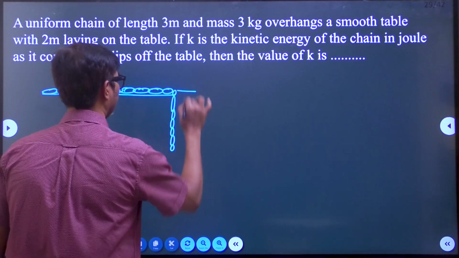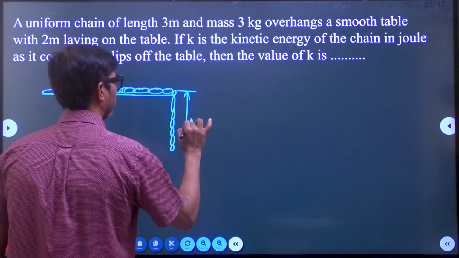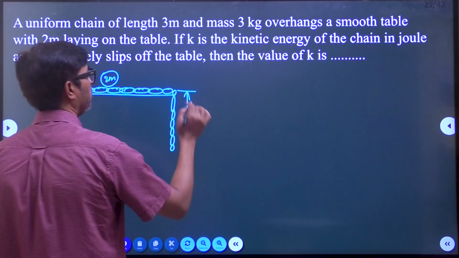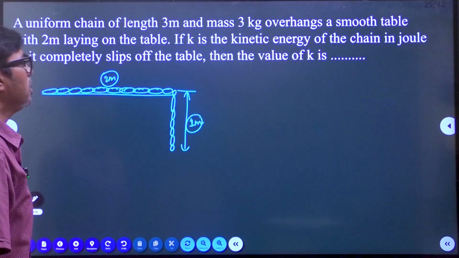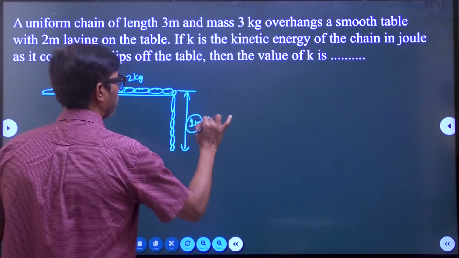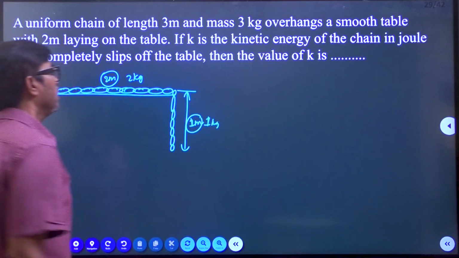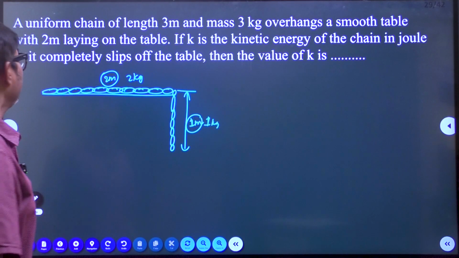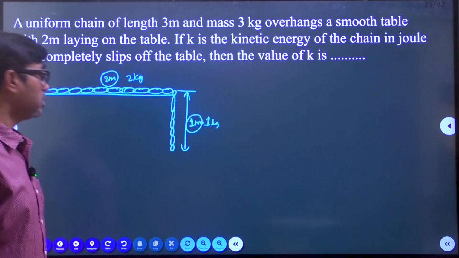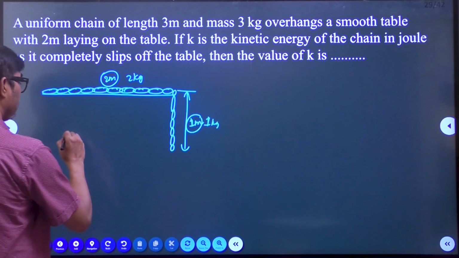Let's say this is 1 meter. This is 2 meter. Total 3 kg you have, and mass is uniformly distributed. And so 2 meter corresponds to 2 kg and 1 meter corresponds to 1 kg. Okay, fine. If K is the kinetic energy of the chain in joules as it completely slips off the table. So this is the initial situation.